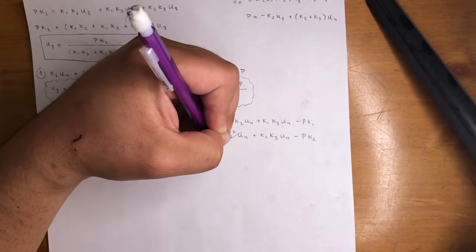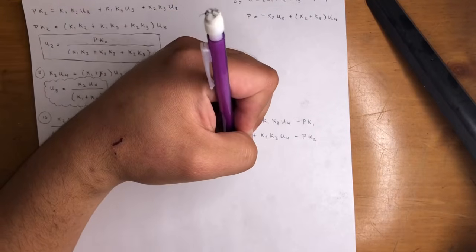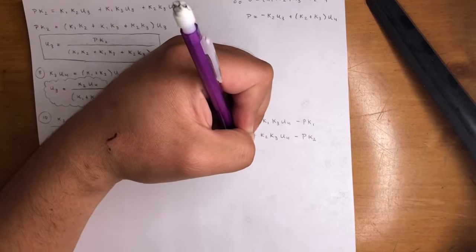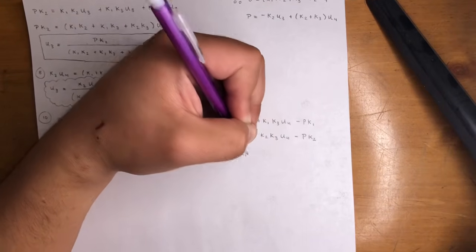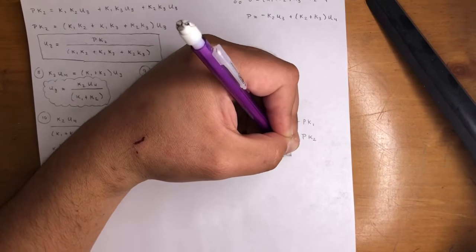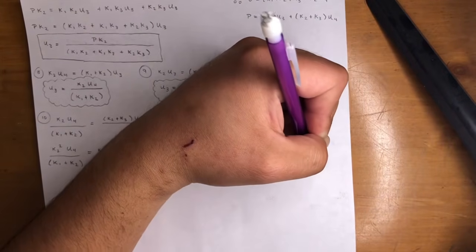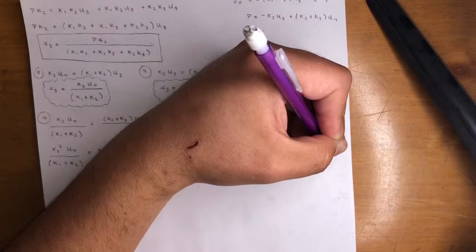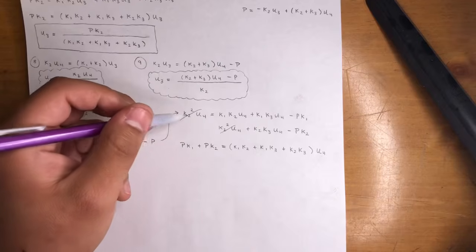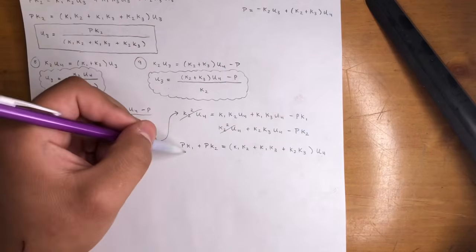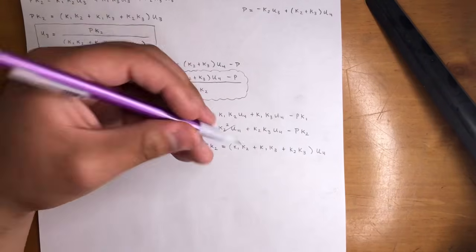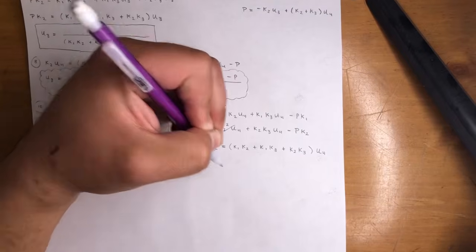PK1 plus PK2 equals, I'm going to factor out the U4. You've got to be able to see this just to save time. It's going to be K1 K2 plus K1 K3 plus K2 K3, times U4. I did like 3 steps, I don't even know how many steps, but these canceled out, I moved the P's to this side, and then the last 3 terms I factored out the U4. Cool, so we solved for U4 finally.